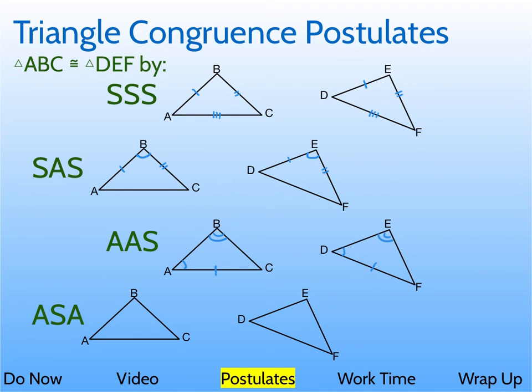All right, and the last one, angle, side, angle. So with this, the side has to be in between the two angles. So I'll start with the same two pairs of angles here. Angle A is congruent to D, angle B is congruent to E, which means the side we need to pick has to be in between. So that side would be AB congruent to DE.